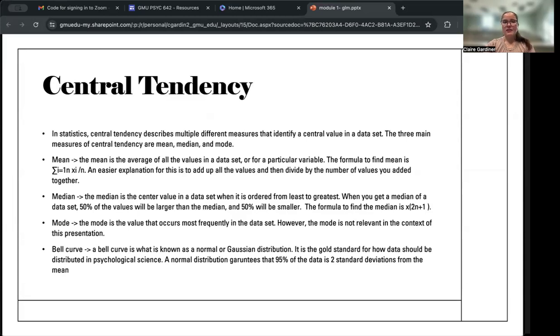And then another important measure of central tendency, I mean, it's not really a measure, but it's a bell curve, and that is what is known as a normal distribution or a Gaussian distribution. This is the gold standard in psychological science, about how data should look and what is the most appealing to articles, viewers, and publishers.